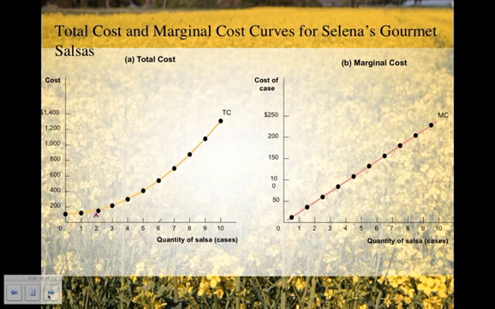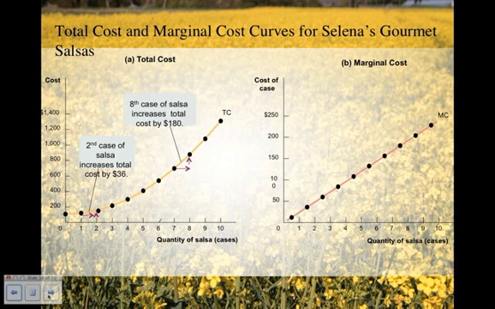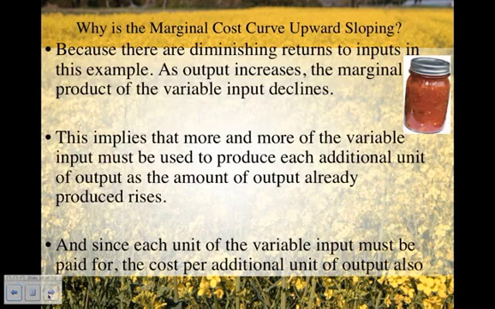And here's just another graph. It shows the total cost for Selena's Gourmet Salsas, and then the marginal cost curve is represented as well. So it says the second case of salsa increases the total cost by $36, and as we saw in the chart before, the 8th case of salsa would increase the total cost by $180.